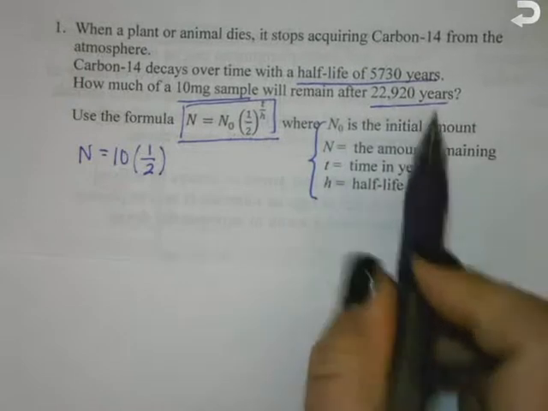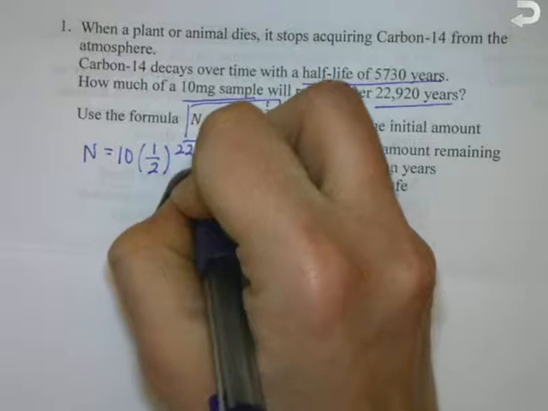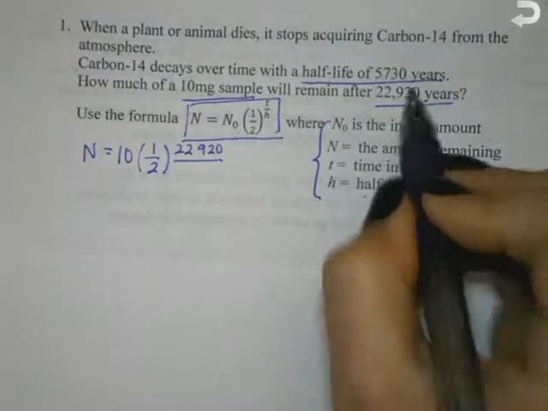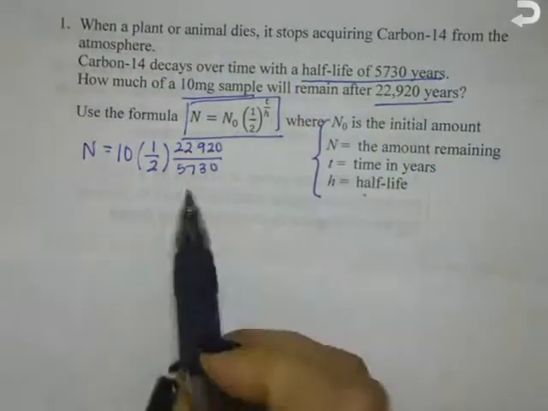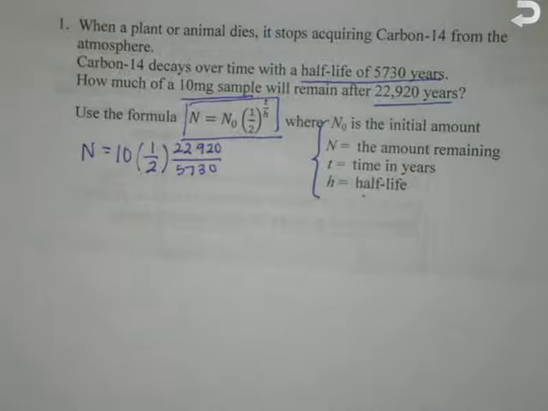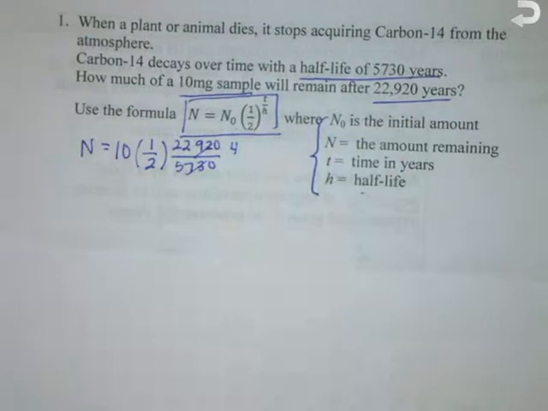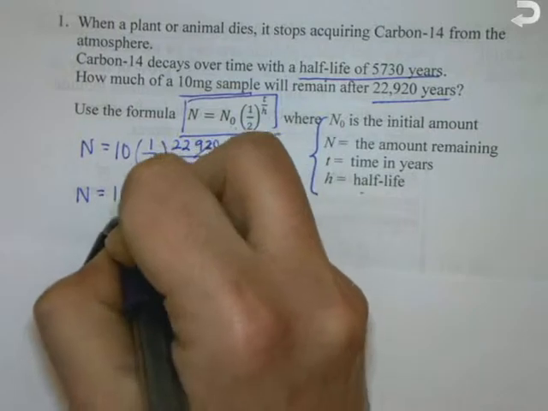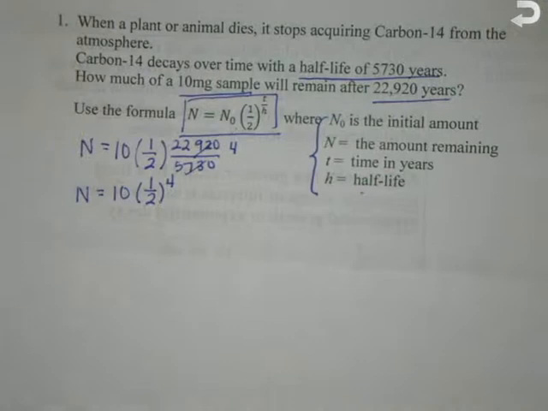T is the time in years. So the time is 22,920 over the H, which is the half-life, which we know is 5,730. So that's to the power of. Now, I'm going to be nice, and I'm going to tell you that all of this reduces to 4. So N equals 10 times 1/2 to the power of 4. Okay, that's what it all reduces down to.